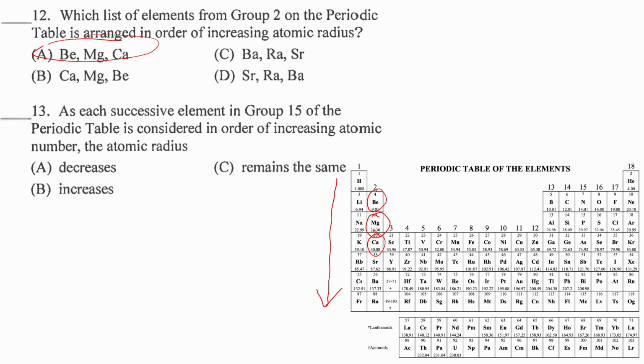Just as another example, if we looked at barium, radium, and strontium, that would be barium, then radium, and then back up to strontium. So that would not work for this specific question. Number 13, as each successive element in group 15 of the periodic table is considered in order of increasing atomic mass, increasing atomic number, the atomic radius will blank. So we know as we're going down a group, which is increasing your atomic number, that is going to also increase your atomic radius because you are adding energy levels as you go down that group.